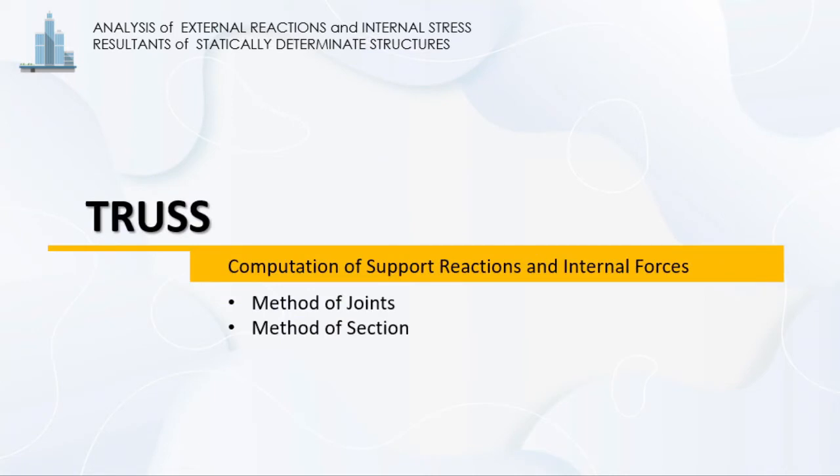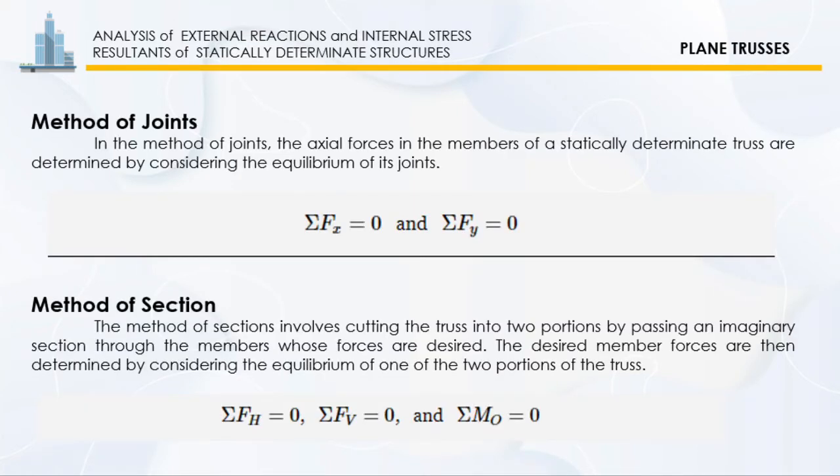Next, we have computation of support reactions and internal forces. We can use method of joints and method of sections. In the method of joints, the axial forces in the members of statically determinate truss are determined by considering the equilibrium of its joints. Since the entire truss is in equilibrium, each of its joints must also be in equilibrium. So, it must satisfy two equilibrium equations, that is the summation of forces horizontal is equal to 0 and the summation of forces vertical is equal to 0 in order for the joint to be in equilibrium.